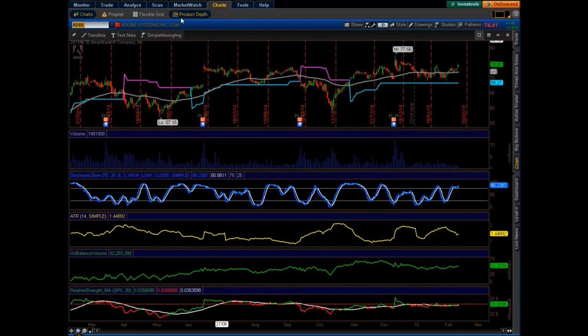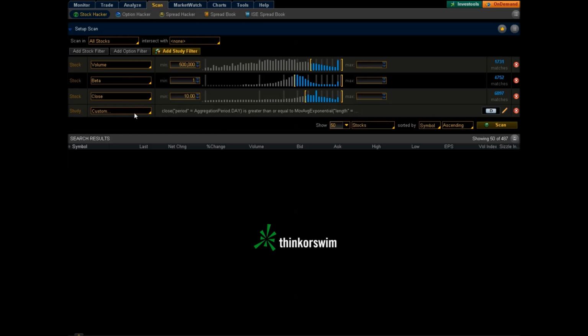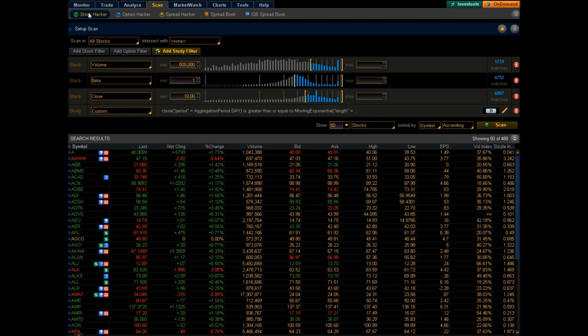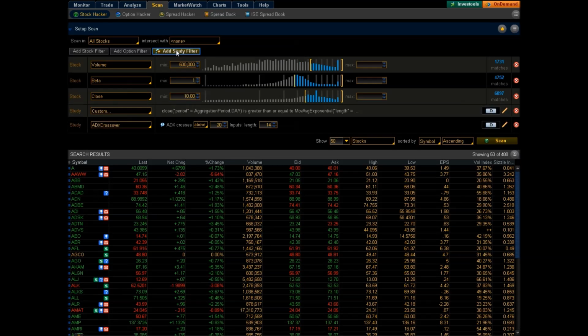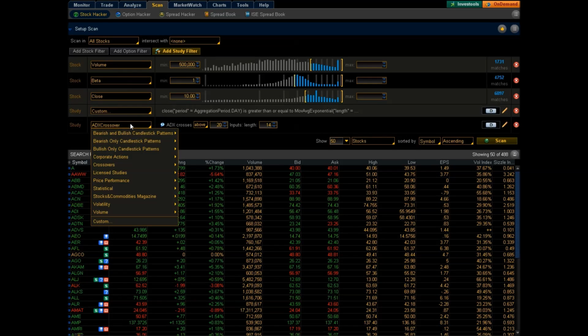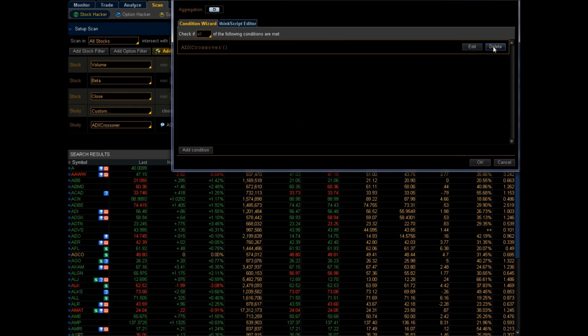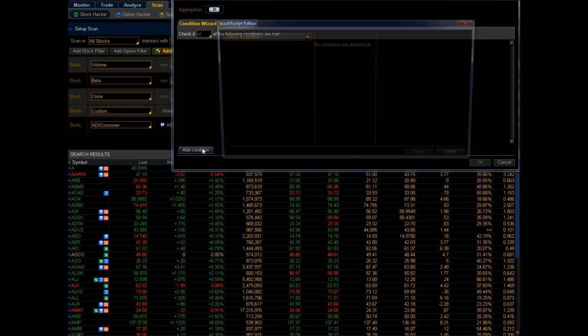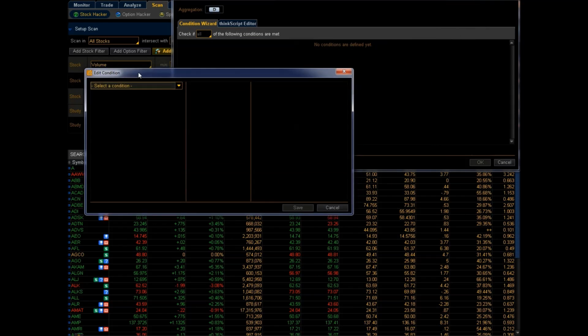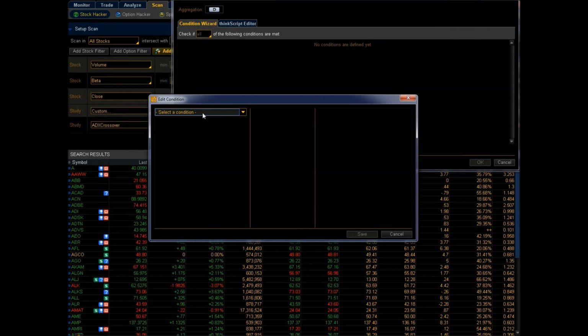So let's go back to the scan. I'm going to add another scan criteria. We're still in the Stock Hacker, and I'm going to add another study filter, and I'm just going to do another custom filter, and that way I can customize it. I'm going to delete what's there, and I'm just going to add a new condition. So let's just move this more to the center. I'm going to select a condition.